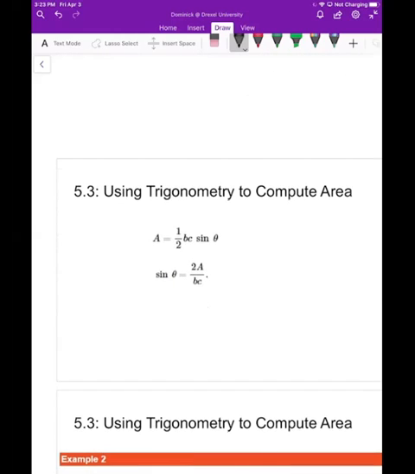Now, of course, you can manipulate this formula in order to solve for one of the angles, right? You could multiply both sides by 2, divide both sides by B times C, and you would end up with this identity here, which tells you that the sine of the angle should be 2 times the area divided by those two sides.